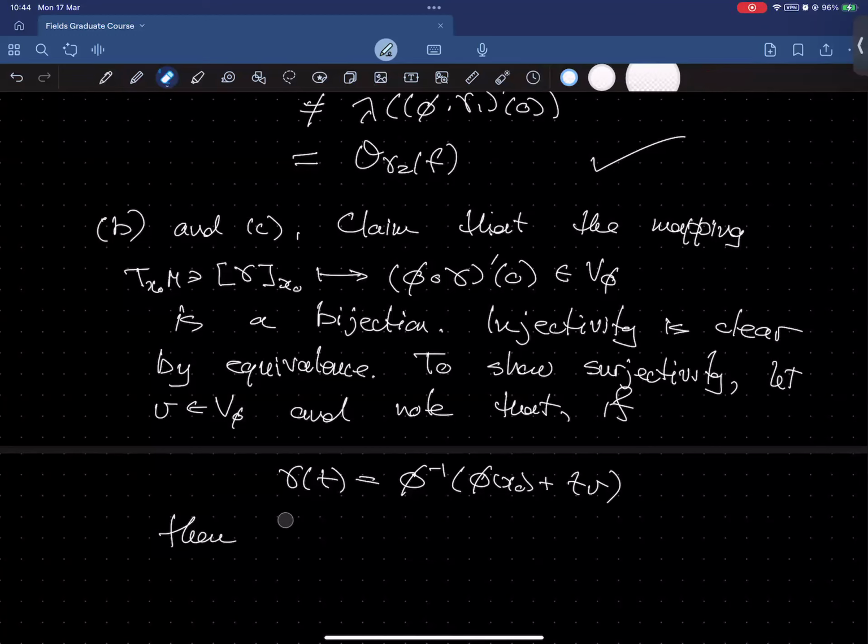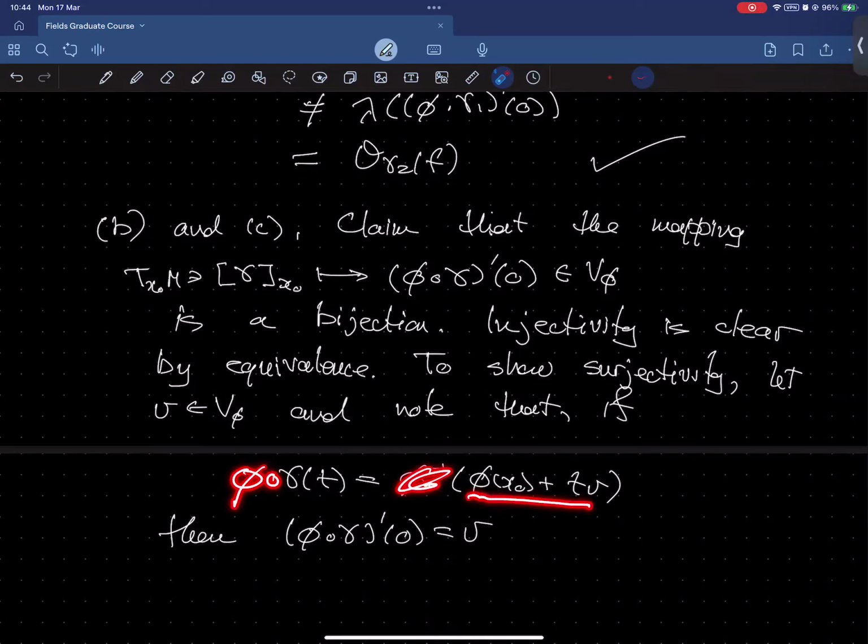So if I define gamma like this, then phi composed with gamma prime at 0 is obviously equal to v, right? If I just apply phi to both sides of this equation, it cancels that one, and then I take the derivative of this mapping at t equals 0, and that's just going to be v. Okay, so that shows surjectivity. Good. So what I've done now is I can replace T x naught M, the tangent space at x naught, with V phi.